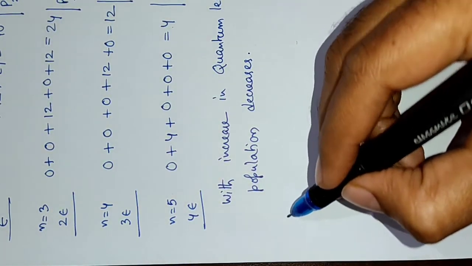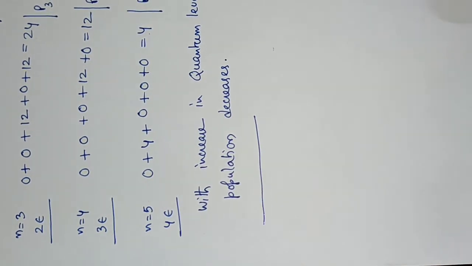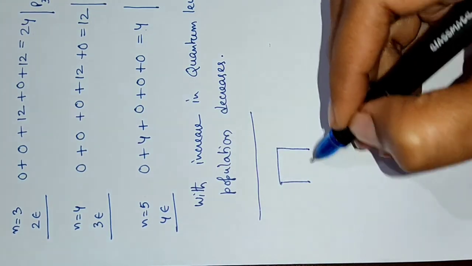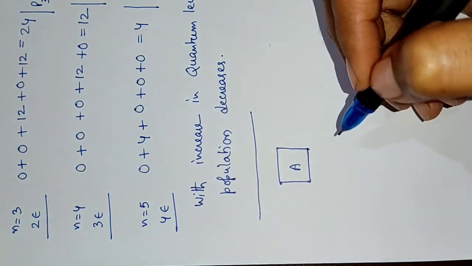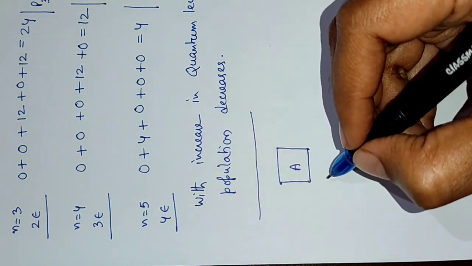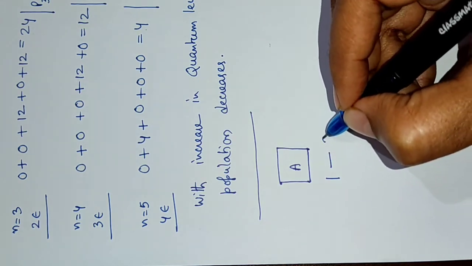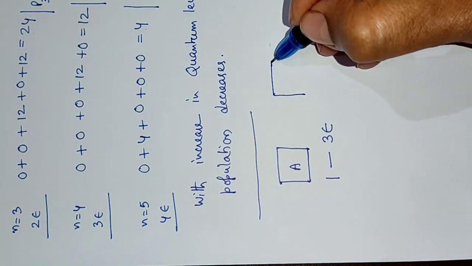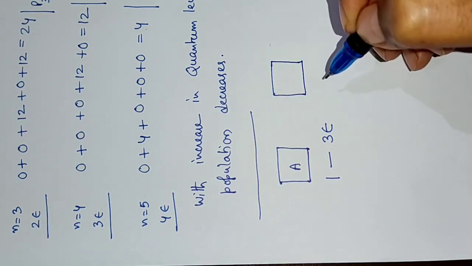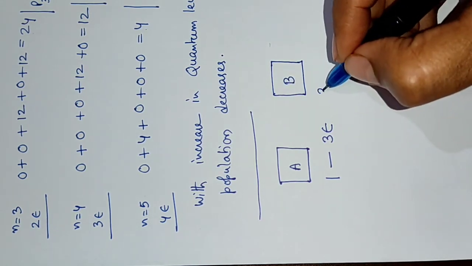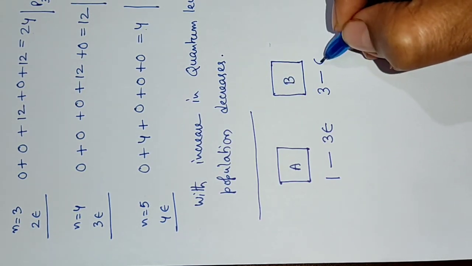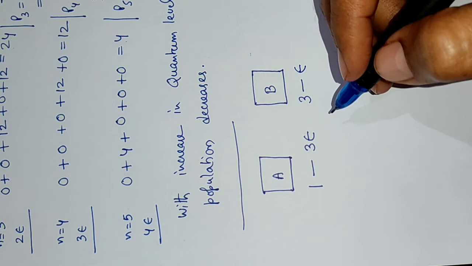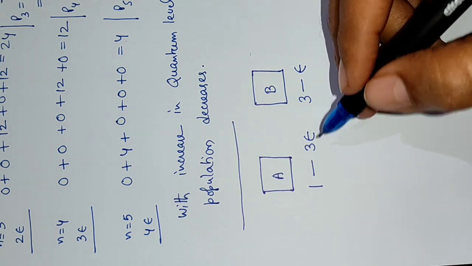Another conclusion can be drawn. Let us consider a system A. Say it is having one particle having energy 3 epsilon. And let us consider another system B. It is having 3 particles and having energy epsilon only. So in total it will be 4 particles and having energy 4 epsilon.